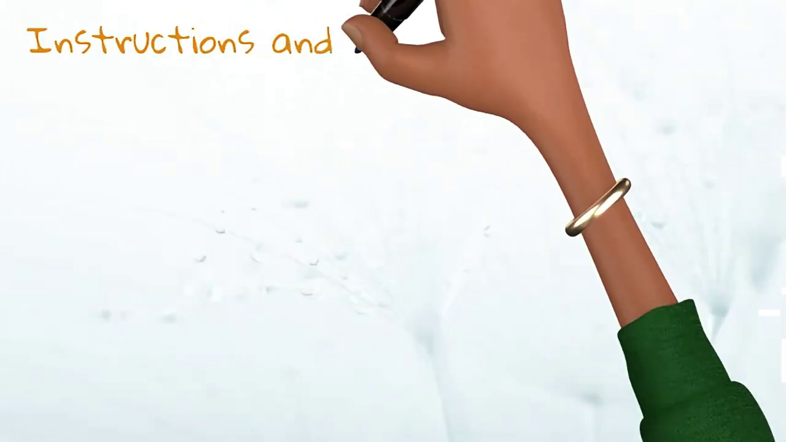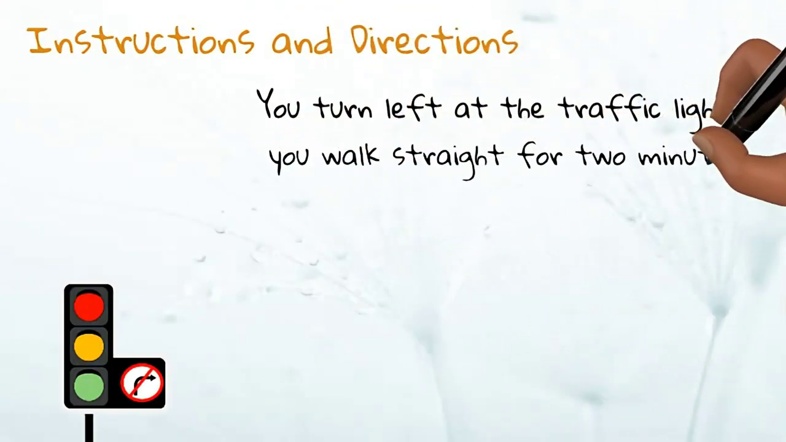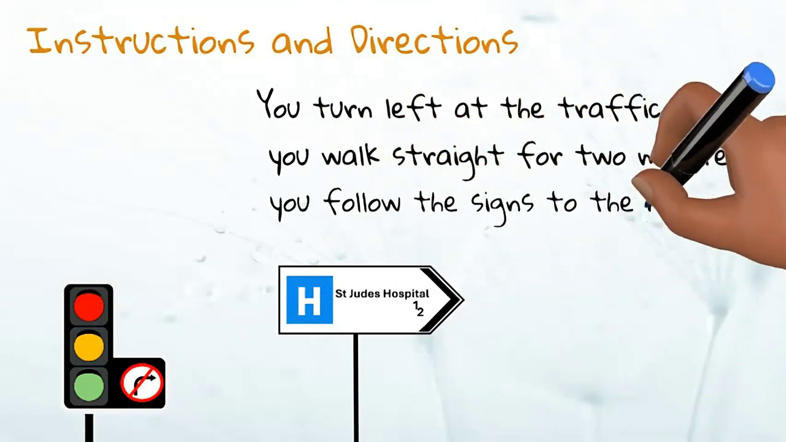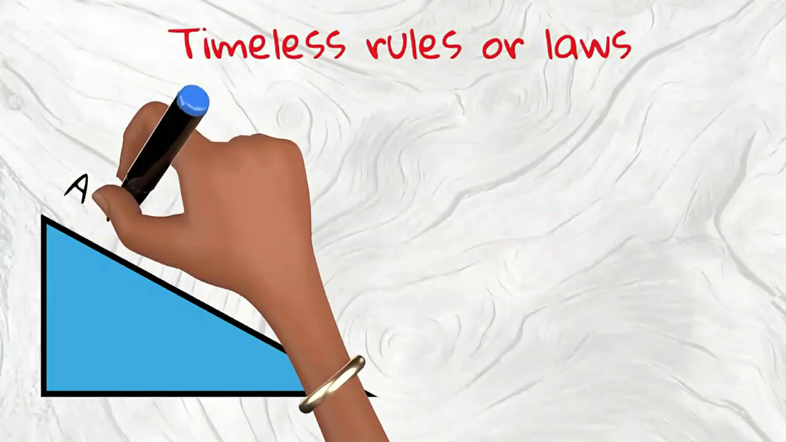Instructions and directions again, but this time directions. You turn left at the traffic lights. You walk straight for 2 minutes. You follow the signs to the hospital. You add the onions and carrots. You cook the soup slowly. Don't stir too fast.